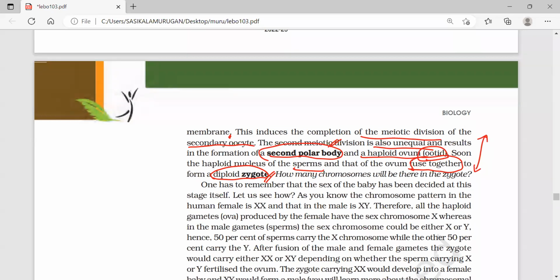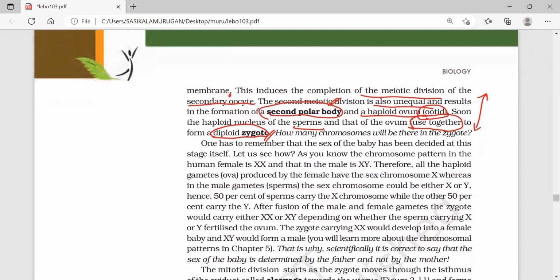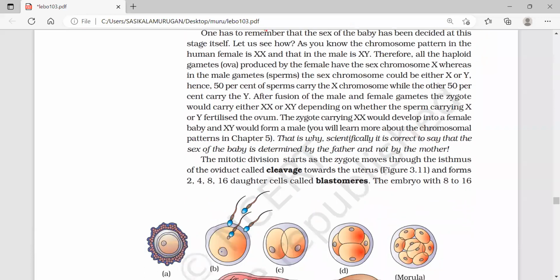When the zygote forms, it automatically develops into an embryo, and they have different types of chromosomes. Male sperm have XY, and female have XX. This is very important. We already discussed this, so I'm not going into it again.